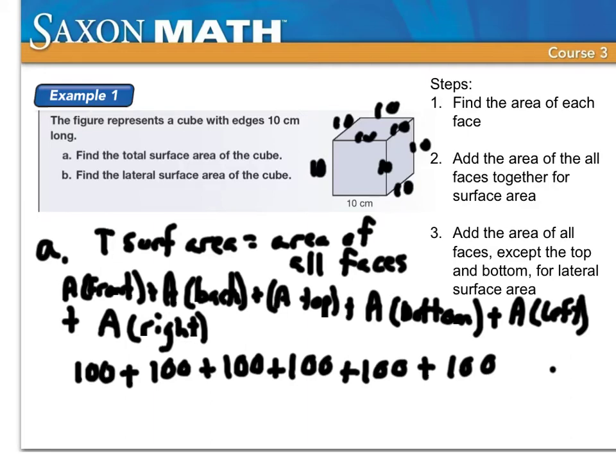Okay, and that's 100 plus each other 6 times, or 100 times 6, which is 600, and we put centimeters squared because it's surface area.